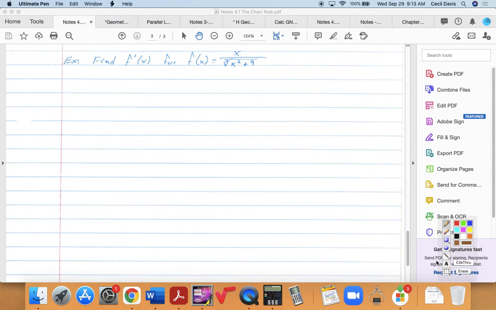So let's look at doing this by rewriting it in a form where we're going to use the product rule. And then let's also do it in a form where we use the quotient rule, and let's see which one we prefer. So, to do the product rule, I would rewrite this as f of x is equal to x times x squared plus 9 to the negative 1/3.